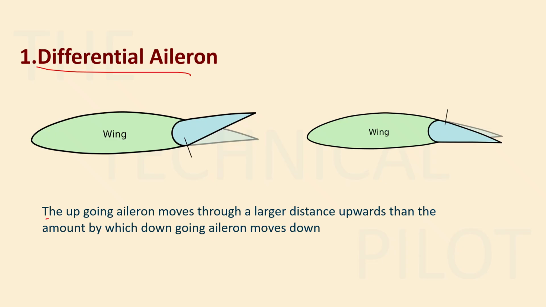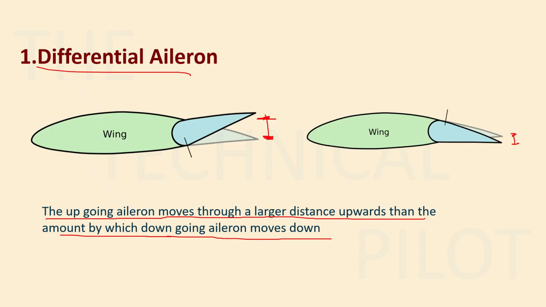The upgoing aileron moves through a larger distance upwards than the amount by which the downgoing aileron moves down. So in this you can see that the aileron has moved upwards, and the amount by which it has moved upward is more than the amount by which it has moved downward, right? So the aileron is designed in a way that it moves upwards more than it moves downwards, right? Why is it done? It has a very simple reason.